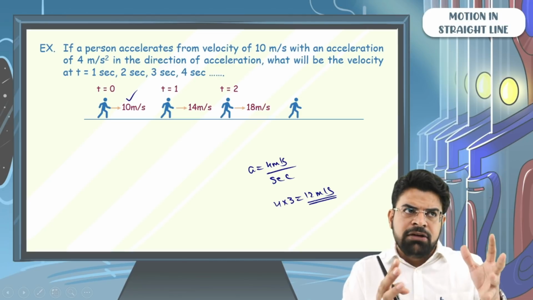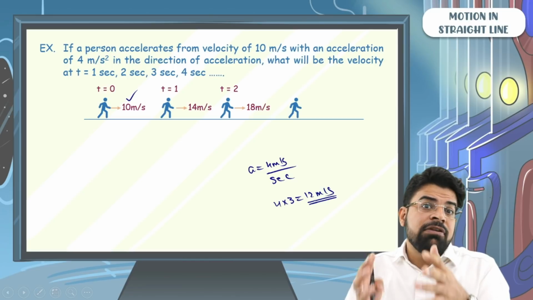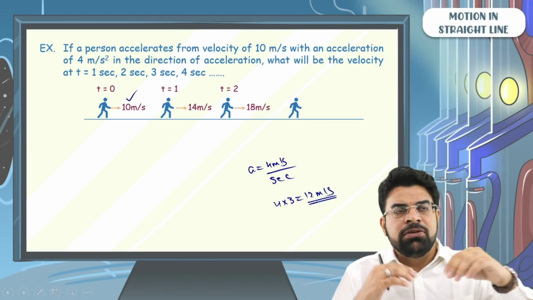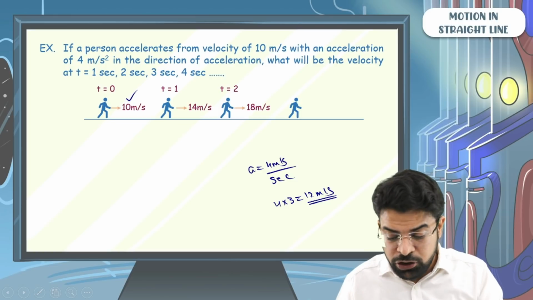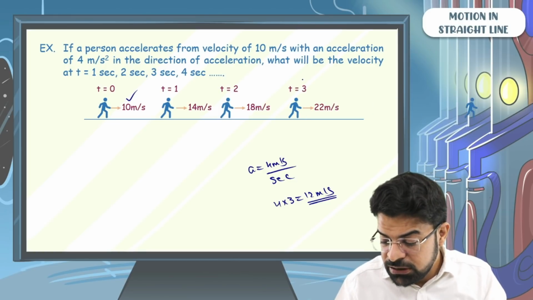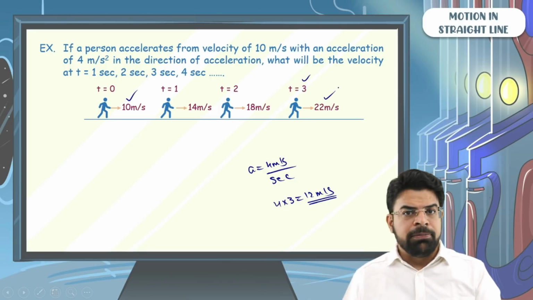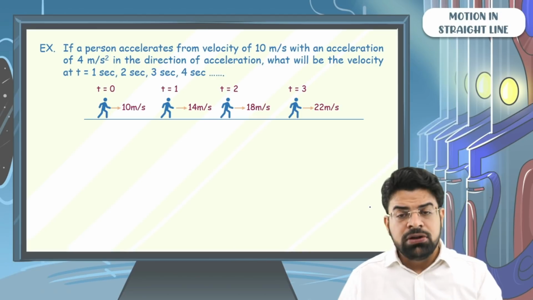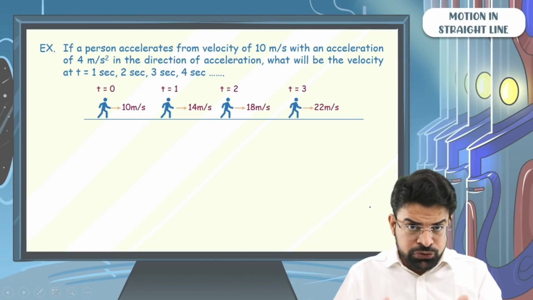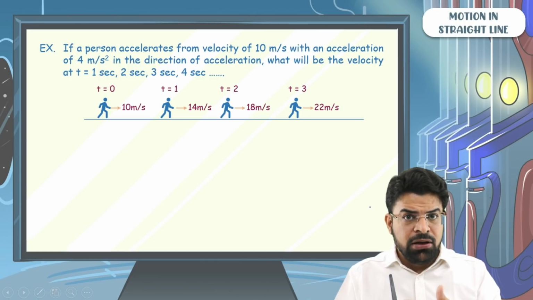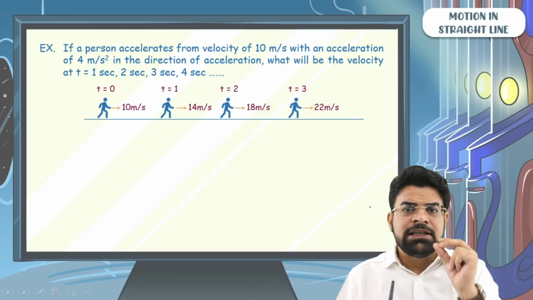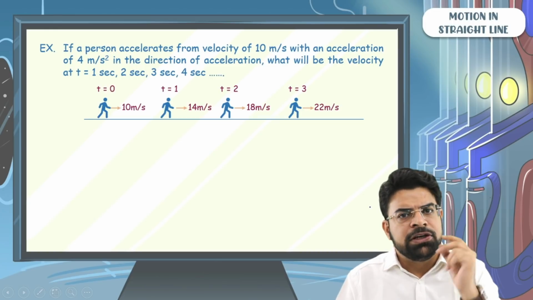So what will the velocity become? Already the velocity was 10, and in 3 seconds it increases by 12. So it becomes 10 plus 12, that is 22 meters per second. So at time equals 3, the velocity will be 22 meters per second, and the velocity keeps on increasing. This example was used to explain the definition of acceleration and what it means when I say that acceleration is 4 meters per second square.